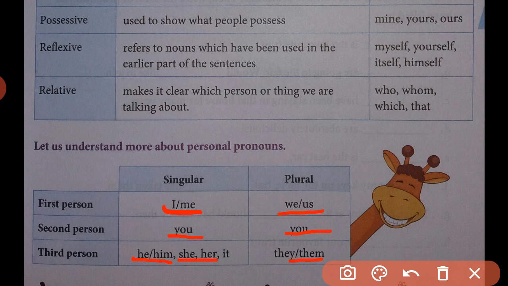So I hope we have a good understanding regarding the pronoun. If we attempt the given textual exercise in our notebook, by that time we will have a clear understanding of the pronoun.